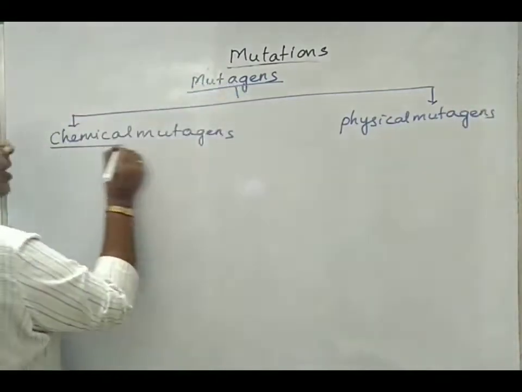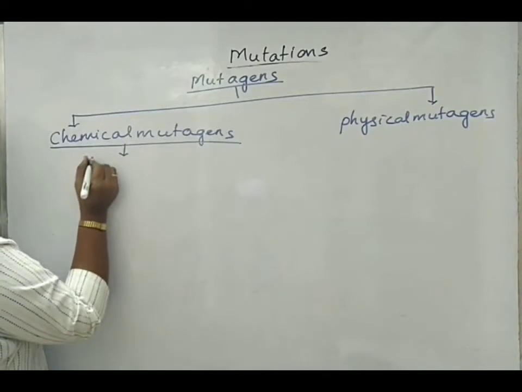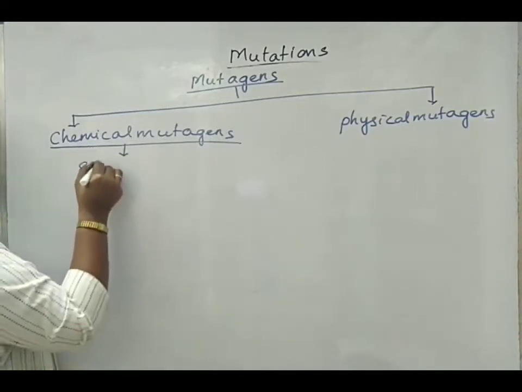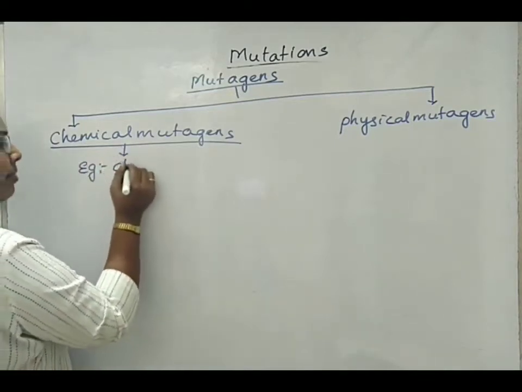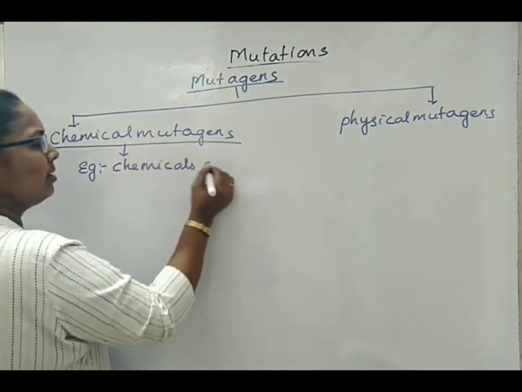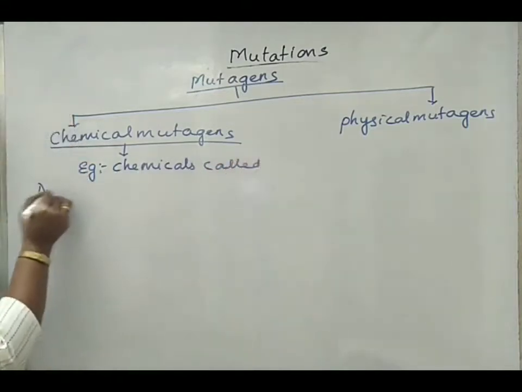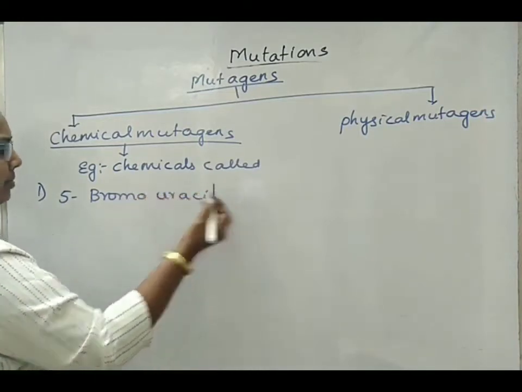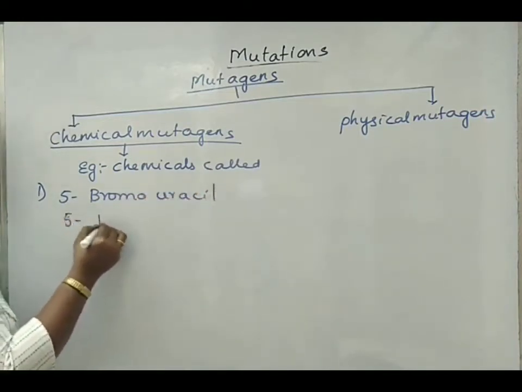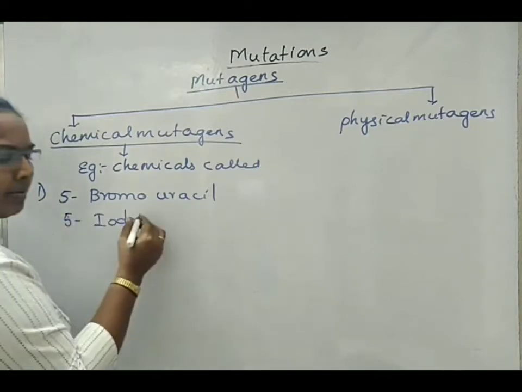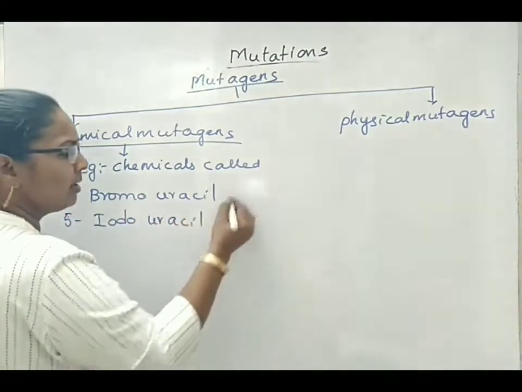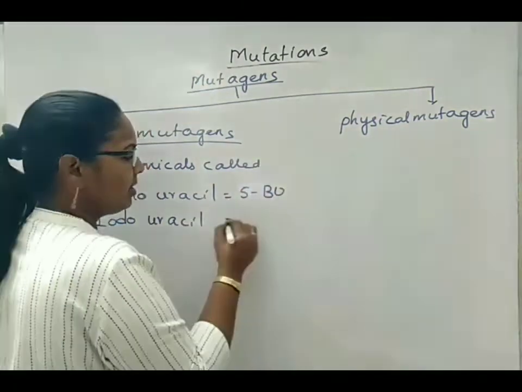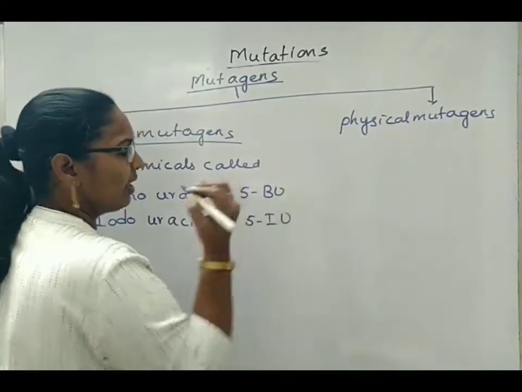Now, chemical mutagens are nothing but chemicals. Examples: first one, 5-bromouracil. Second example, 5-iodouracil. This is indicated as 5 capital B and U. This is indicated as 5 capital I and U.